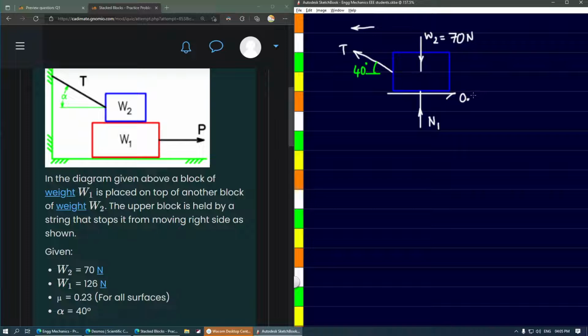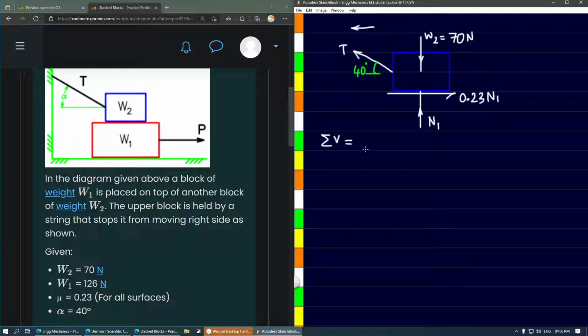And the amount of friction will be 0.23, which is the value of coefficient of friction, times N1, the normal reaction. So these are all the forces that are acting here. Now we need to form the equations, use the equations of equilibrium here. So first summation of all the vertical forces, and then summation of all the horizontal forces. Using these two equations, we need to find the values of T and the value of N1. So let's go ahead and do that.